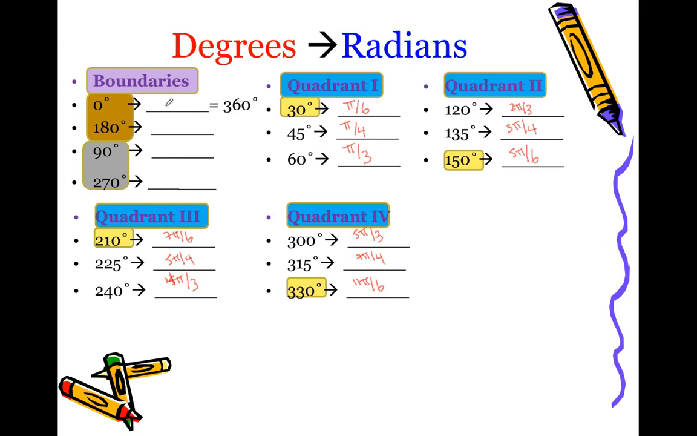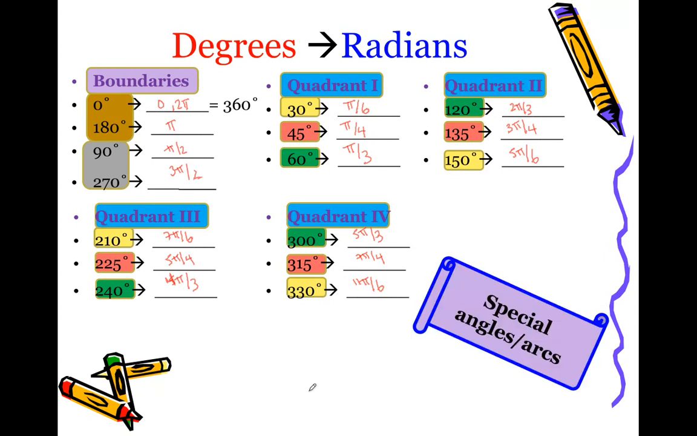And then, sorry, I guess I should fill these in. This is 0 and 2 pi. This is pi. This is pi over 2. And this is 3 pi over 2. So all of the ones that you're looking at right here, oh, here are my patterns, are special angles and arcs that we're going to be working with a lot.